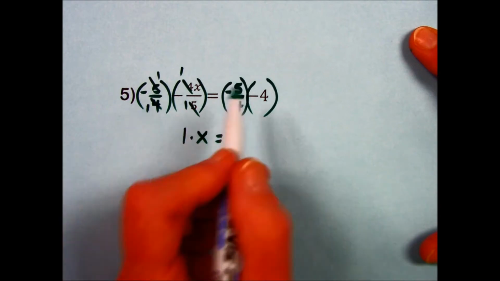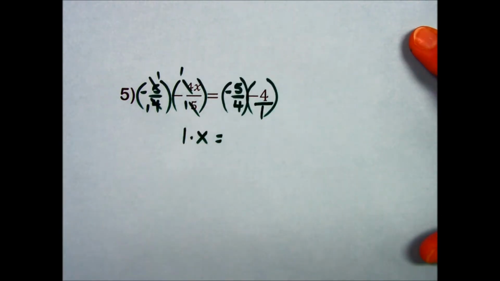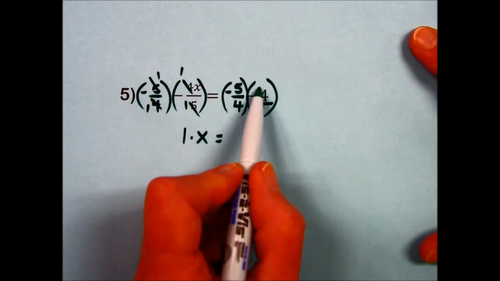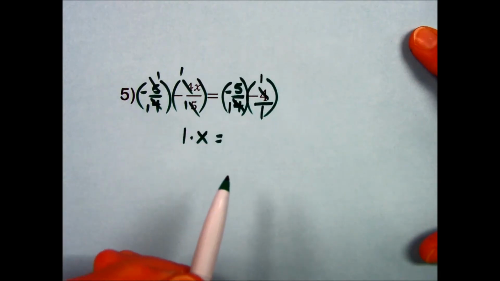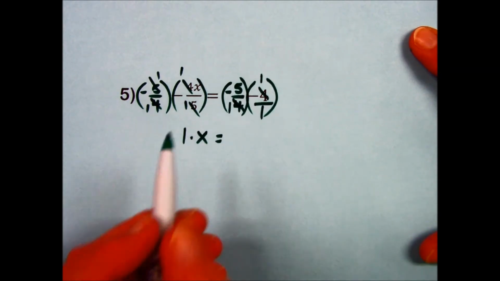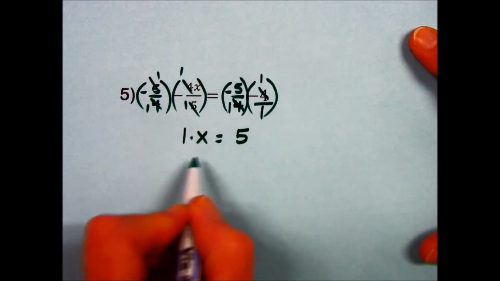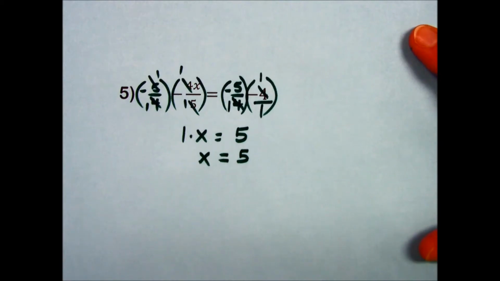On the right-hand side, this negative 4 is understood to have a denominator of 1. When I multiply my fractions, I have a value of 4 in the numerator, canceling out the 4 in the denominator. I have a negative times a negative, same signs multiplied give us positive, and a 5 times 1 is going to give us a positive 5. The solution being x is equal to 5.